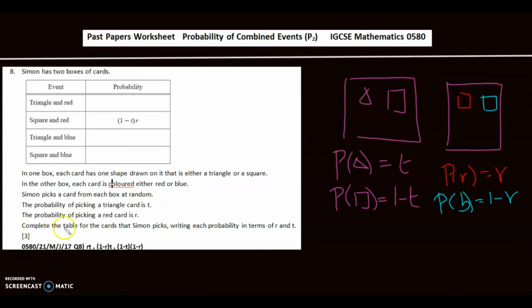Okay. Complete the table for the cards that Simon picks, writing each probability in terms of R. So the probability of getting a triangle and a red. So the probability of getting a triangle is T, and 'and' means multiply. Red, the probability of getting a red card is R. Okay, then triangle and blue. So T and 1 minus R. Then square, which is 1 minus T, and blue, which is 1 minus R. So that's how we fill up the table.